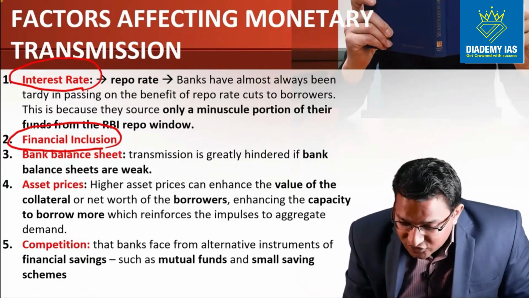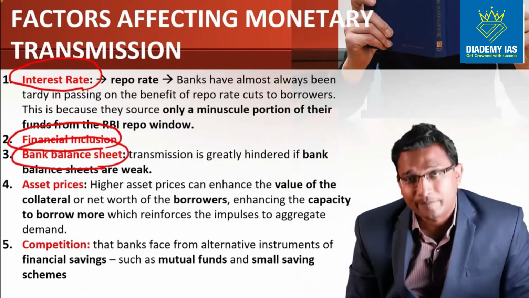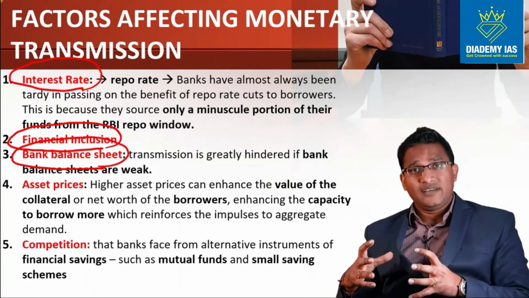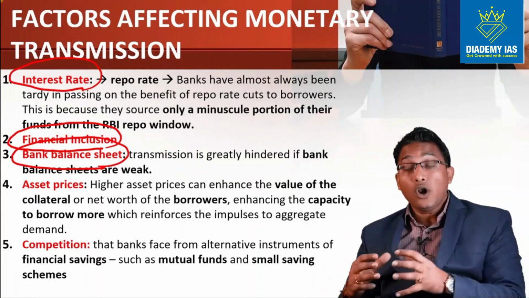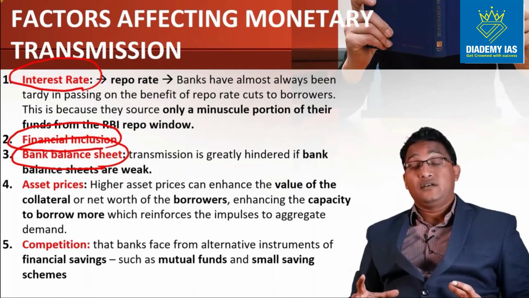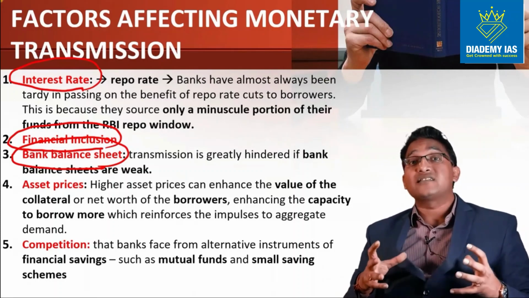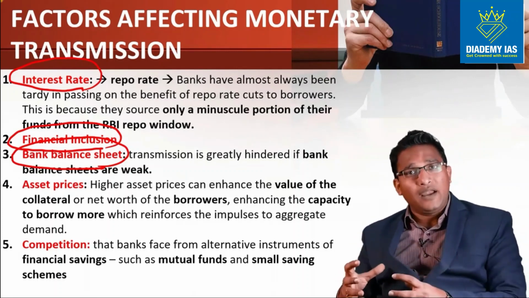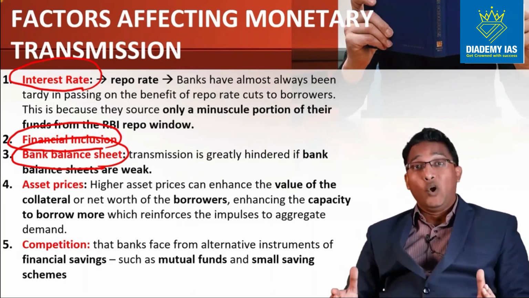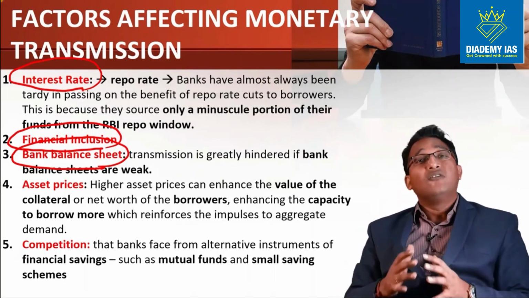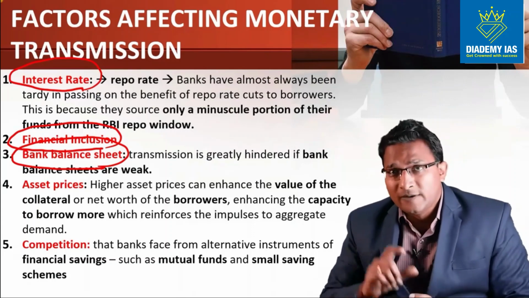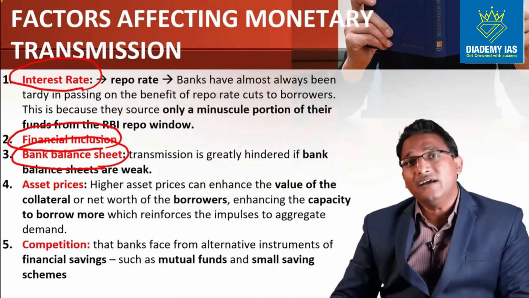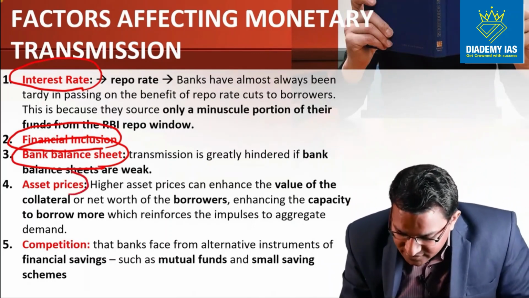Next is the balance sheet of the bank. That means whether the banks have good strength and the willingness to give the loans, or banks are suffering from the NPA. Presently banks are suffering from the NPAs. So when the banks are already suffering from the NPA, they would avoid giving more loans. And if they don't give the loan, then forget about the change in the interest rate. So even if there is a change in the repo rate by the RBI, the common man does not get the benefit.